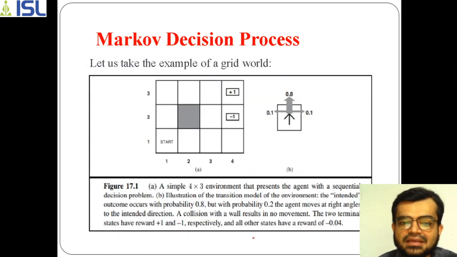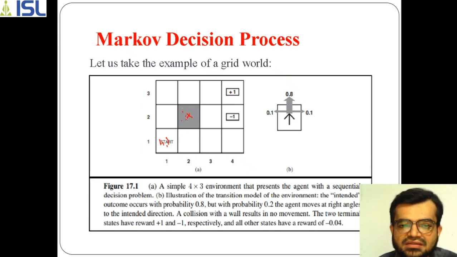Now let's take an example, a grid world example. Here, for example, this is a 4 by 3 environment. Consider each cell as one room, so in total 12 rooms are there. The agent is initially at room number 11, which is where the agent is currently. Now this one, 22, is a closed room. That means the agent cannot enter that room because it is covered with a thick wall. So this is how a closed room works.